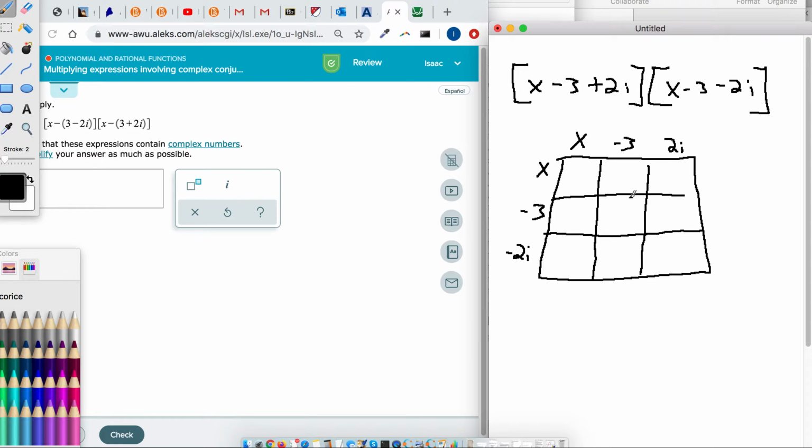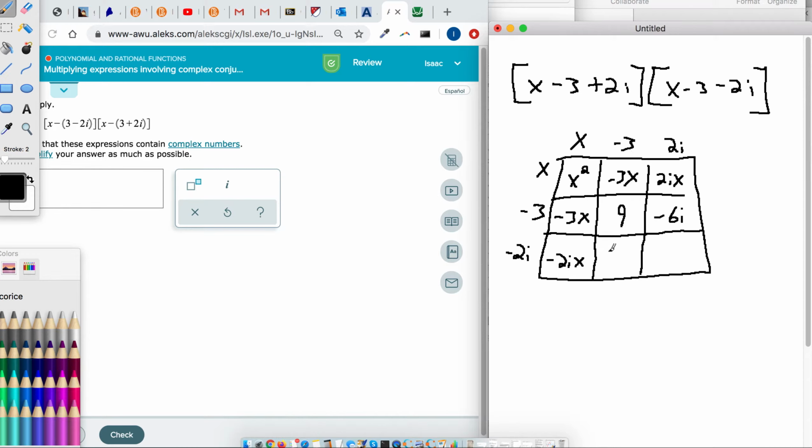Okay, and this is a nice way of keeping our math straight, because now we can see how everything multiplies, how everything combines with each other. x times x makes x squared, x times negative 3 makes negative 3x, x times 2i makes 2ix, or sometimes 2xi. Negative 3 times x makes negative 3x, negative 3 times negative 3 makes 9, negative 3 times 2i makes negative 6i. Now negative 2i times x makes negative 2ix.